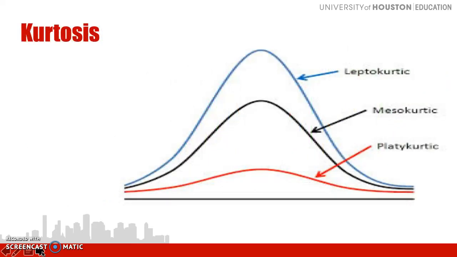This is kurtosis. We have our mesokurtic, which would be considered a perfect bell curve, a normal distribution. A platykurtic is very, very flat, so there's a lot more variability around the mean. And then leptokurtic is when those observations are clustered around the mean, so it's very peaked, it's very high.